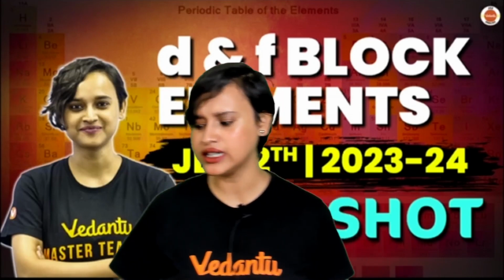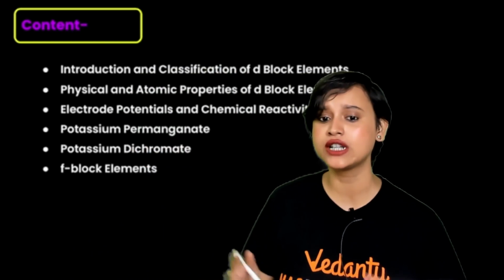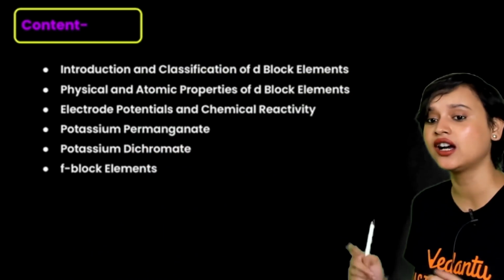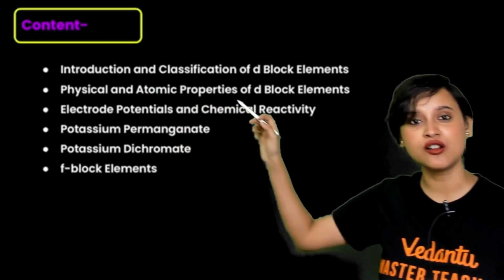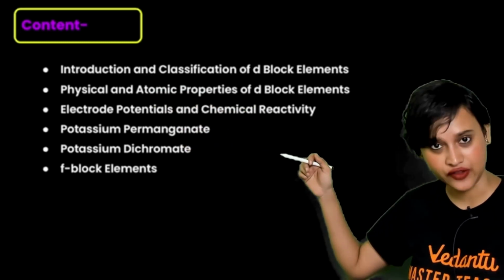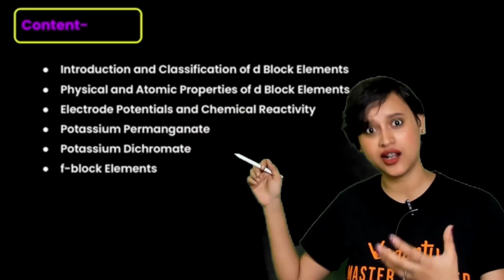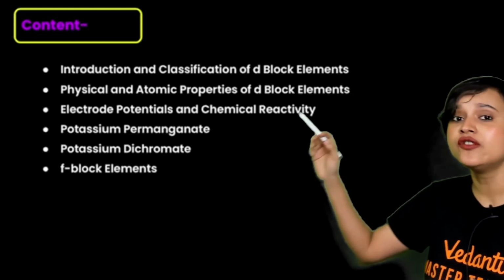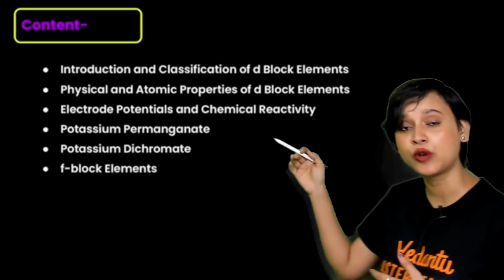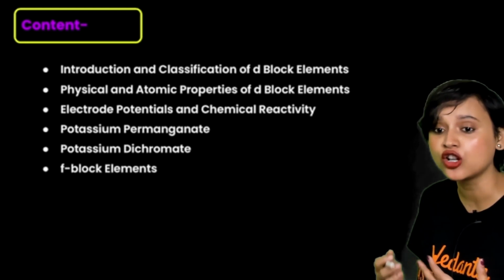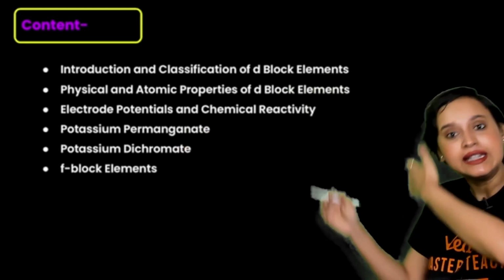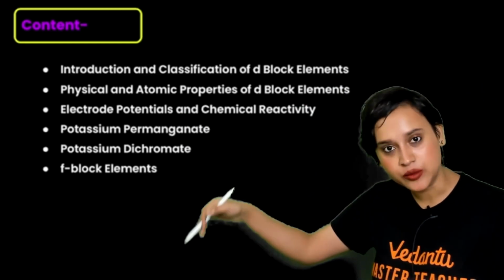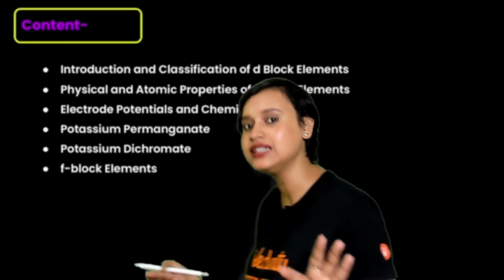So let's take a look at the content. What exactly are we going to study in this chapter? As you can see, we are going to take a look at the introduction and classification of D block elements, and why they are called D block elements. We will take a look at the physical and atomic properties of the D block elements. We will also understand what electrode potential and chemical reactivity are. And then we go to potassium permanganate, potassium dichromate, and finally the F block elements.